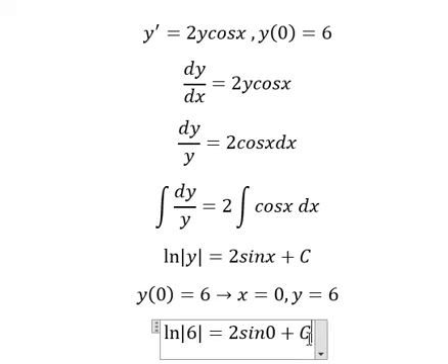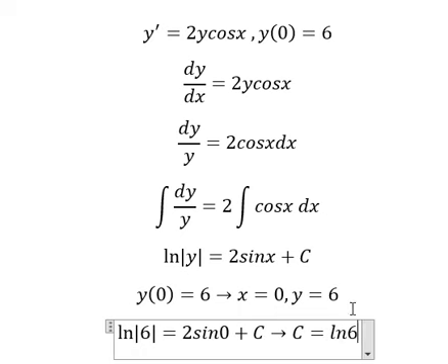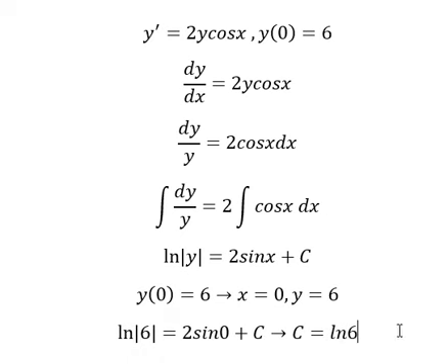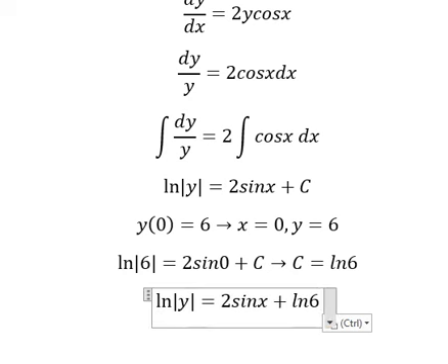So this one, we can find the value of c. Sine of 0, you get 0. So we just have Ln 6. So I will put this one here. This is the end.